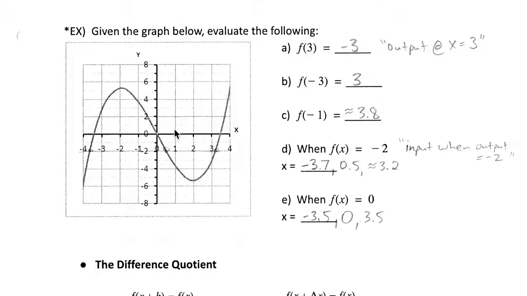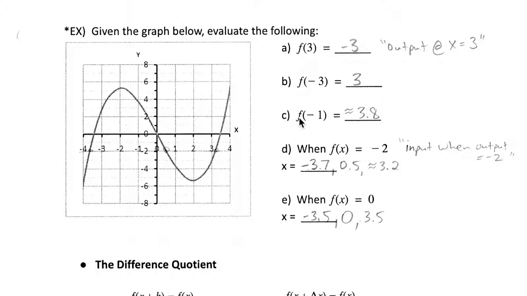The input is an x value, so we'll find 3. We'll trace it down. Where does it hit our graph? That y value is our output. So scrolling over to the y-axis, we see it's about negative 3. Same thing on the next one. This time if the input is negative 3, what's the output? So let's find negative 3 on the x-axis. Trace it till it hits your graph, and then go over to the y-axis for the value. It's about positive 3 there.